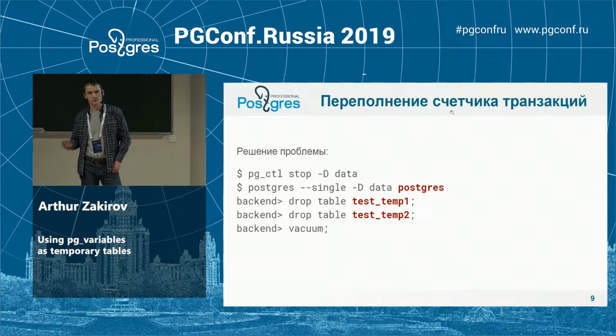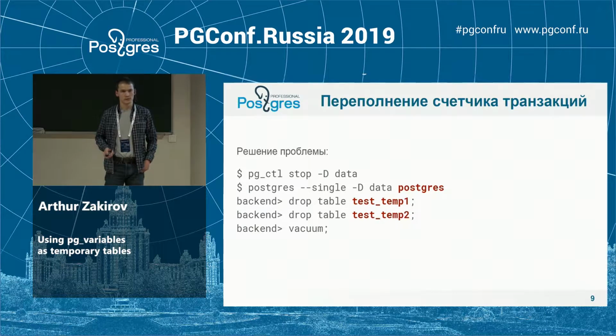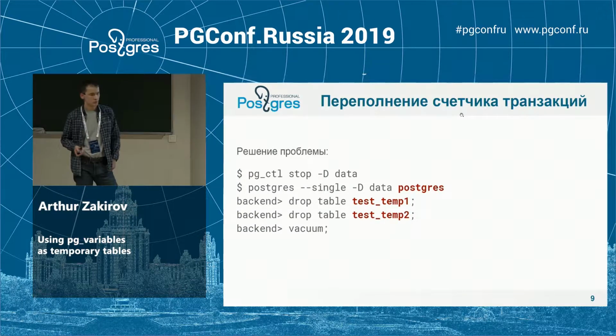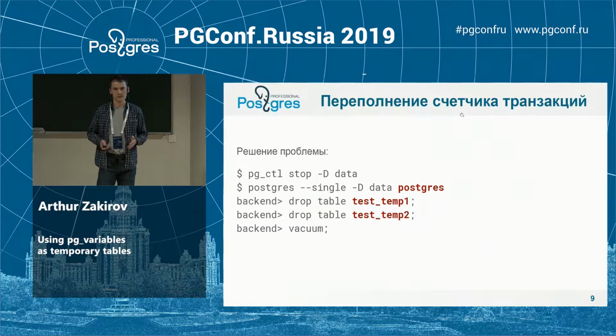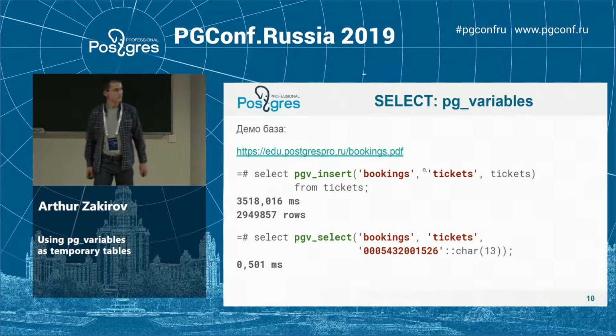But if you have this wraparound, you need to stop the server, reboot it in single-user mode, and you need to delete all temporary tables that do not have their replicas. They are not deleted because Postgres at wraparound switches to the mode where it is not working with the database. Then you need to run vacuum freeze.